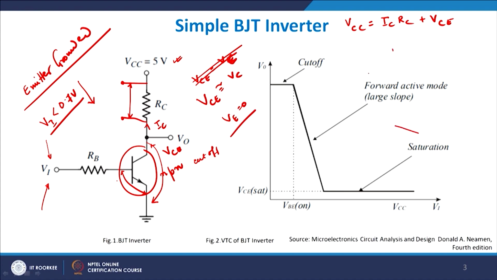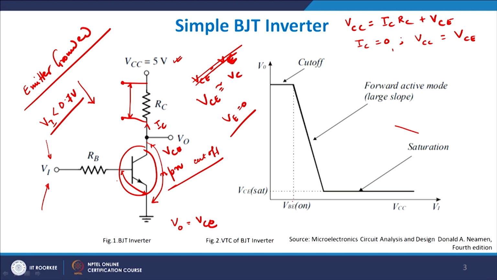Keeping this in mind, when your device is in the cutoff state, when this NPN is cut off, IC is equal to 0. IC equal to 0 implies that VCC is equal to VCE, because IC equal to 0 means this is 0, and therefore VCC equals VCE. So you can safely assume that the value of Vout will be nothing but this VCE. Vout is equal to VCC.